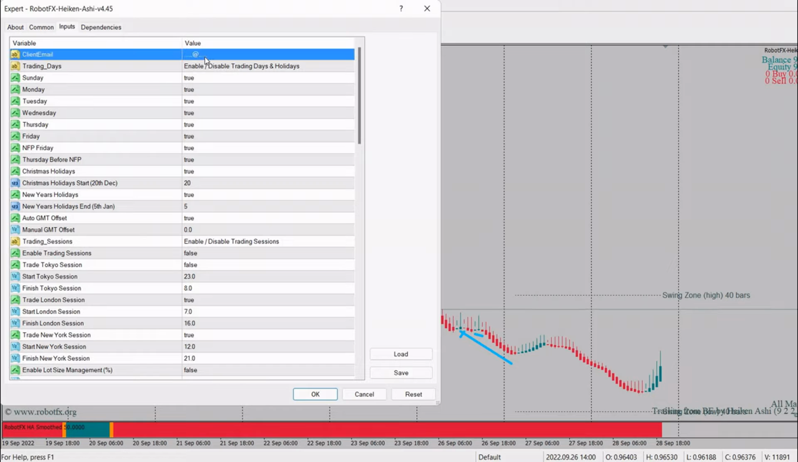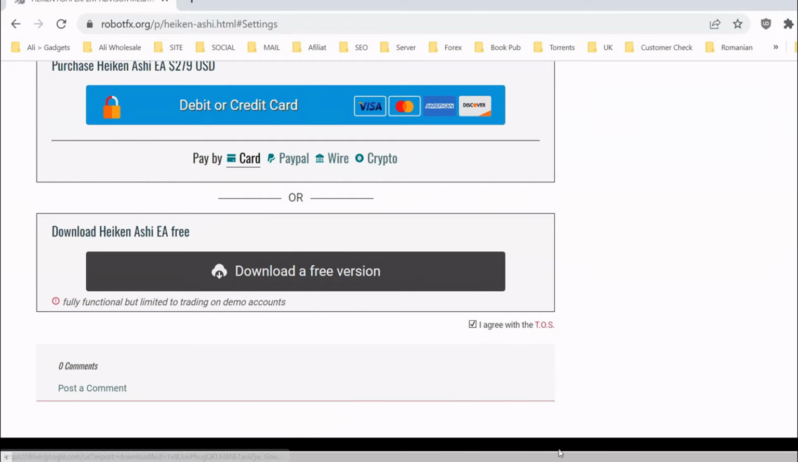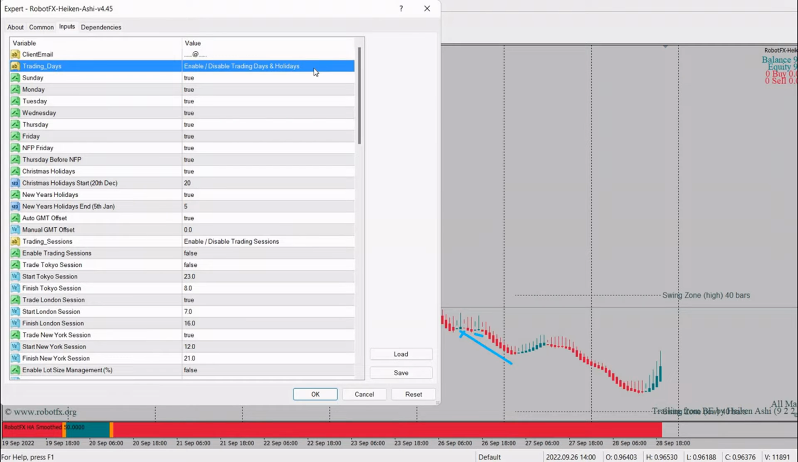We start with the client email that can be left alone. You don't need to change, you don't need to enter anything unless you are a client and you are using this expert advisor on your live account. For demo trading, if you are using the free version on your demo account, you don't need to enter anything.